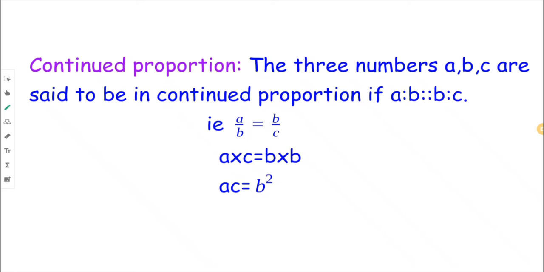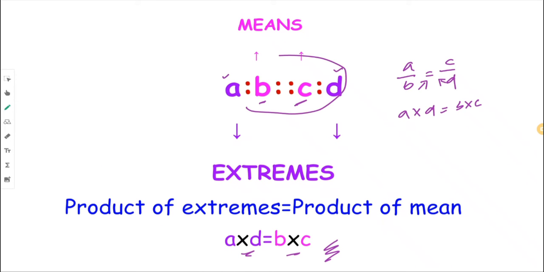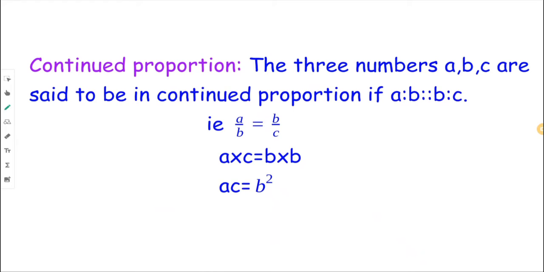Now let's understand continued proportion. When you look here, there are four numbers, right? A, B, C, and D. But when you look at continued proportion, it has only three numbers, right? So how do we say that the three numbers are in continued proportion? These are three numbers. Remember, you just have to repeat B 2 times. Clear?